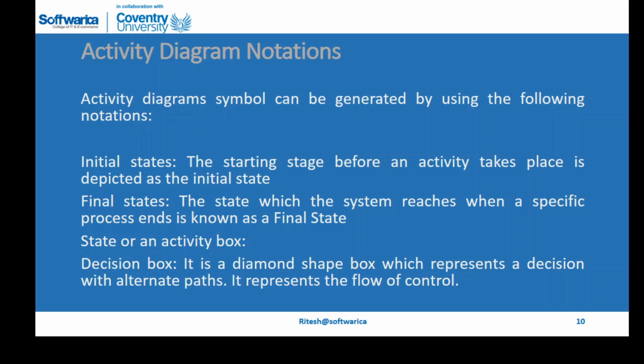Activity diagram notation. Activity diagram symbols can be generated by using the flow notation. Initial state: the starting stage before an activity takes place is depicted as the initial state. Final state: a state which the system reaches when the specific process is in its final state. A state or activity box.